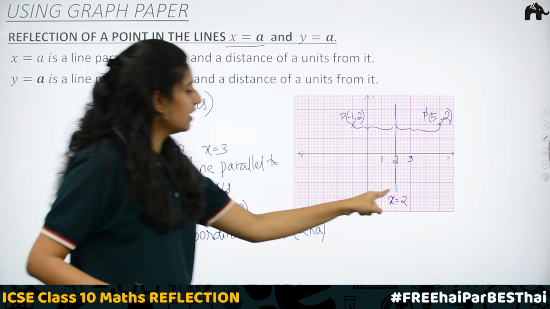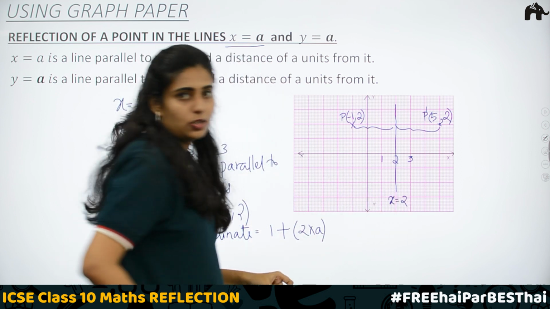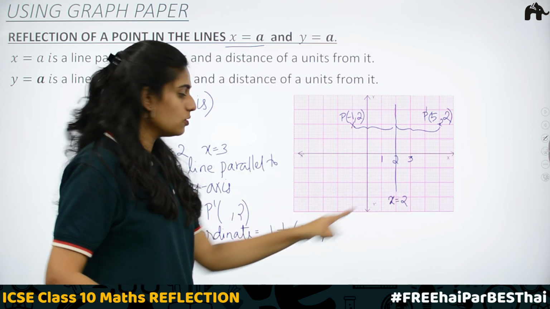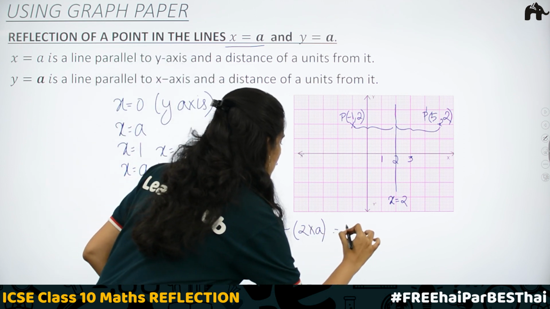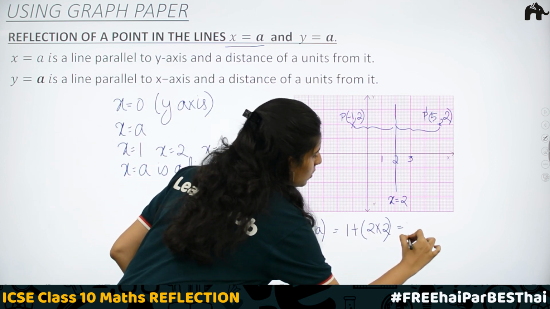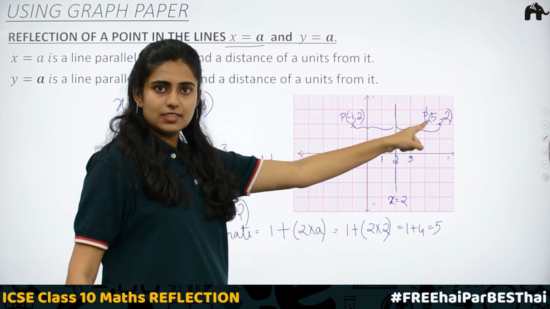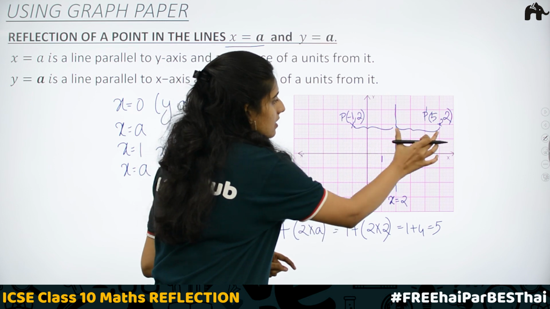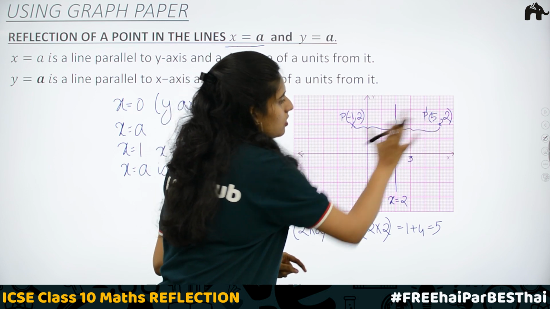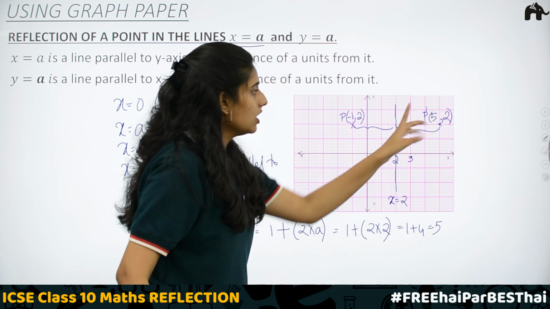What is a? Here we have the line x is equal to a, and this is x is equal to 2. A value is equal to 2. Put this value here. That is 1 plus 2 into 2, which is equal to 1 plus 4, that is 5. We are getting 5 here. When you check the distance, here we have 3 units and here also we have 3 units. So this is how you can find the coordinates of P dash.